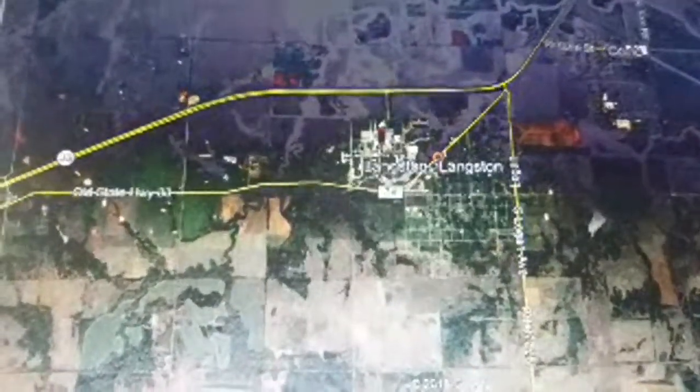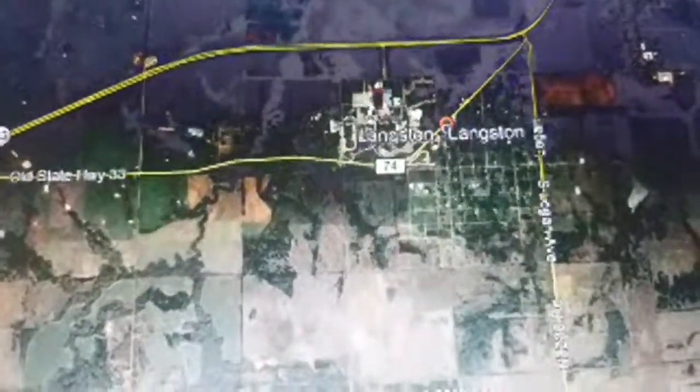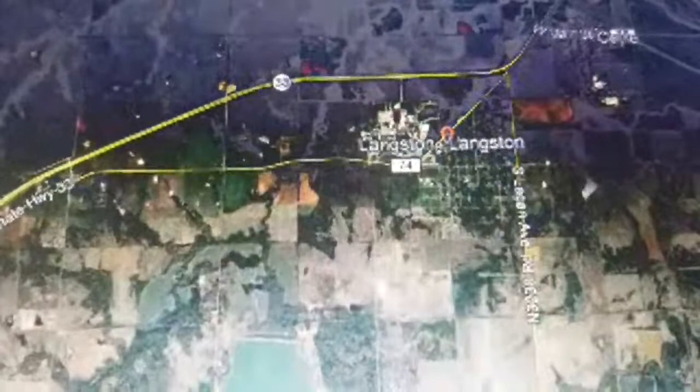By the way, Langston, Oklahoma is home to the only historically black college slash university west of the Mississippi River. No, not west. The other one west of the Mississippi River is Lincoln University in Jefferson City, Missouri. I got it wrong. But this is the furthest west. This is Langston, Oklahoma, a town that was founded by black people who were moving west.